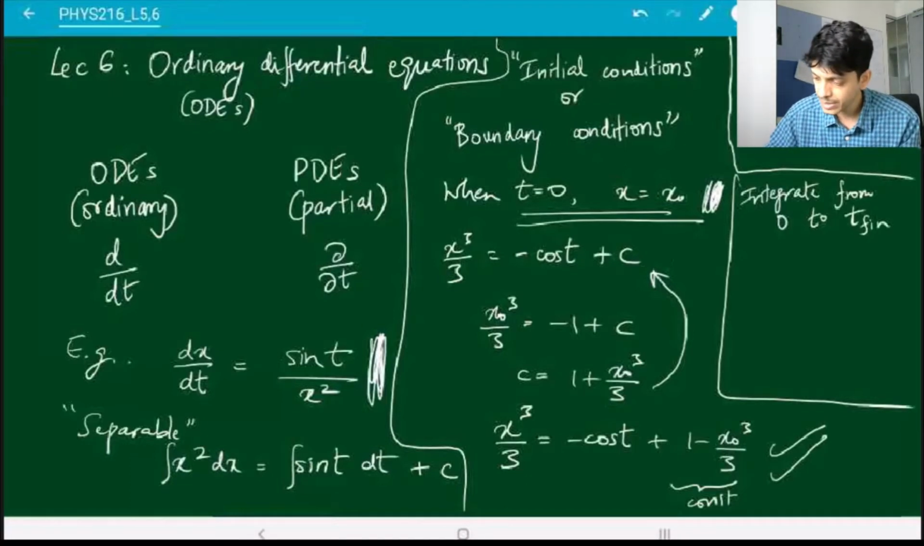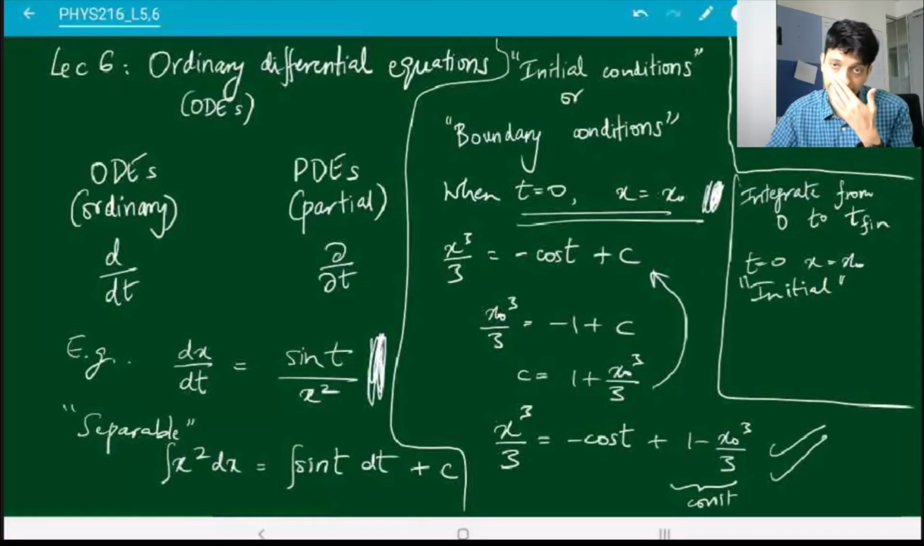Then if you specify the condition at t equal to 0, so if you say at t equal to 0, x equal to, let's call it x0, then this is called an initial condition because you are specifying it at the initial time t. But in general, you don't have to necessarily give it at the starting.